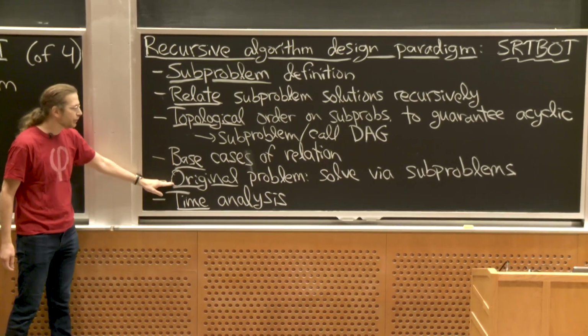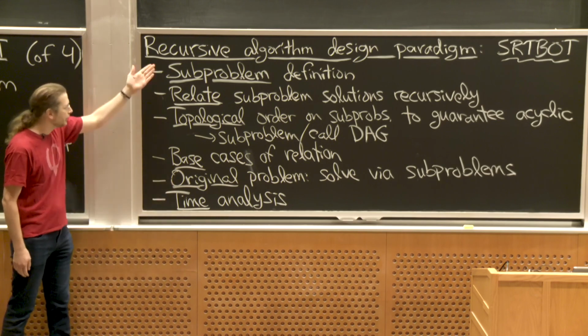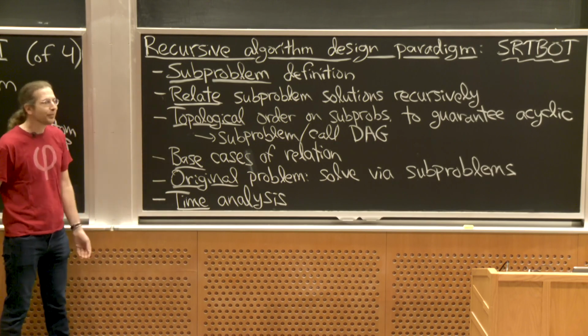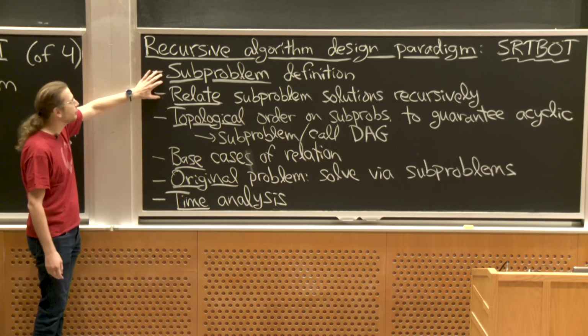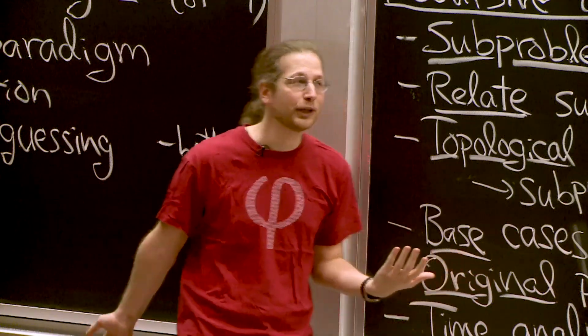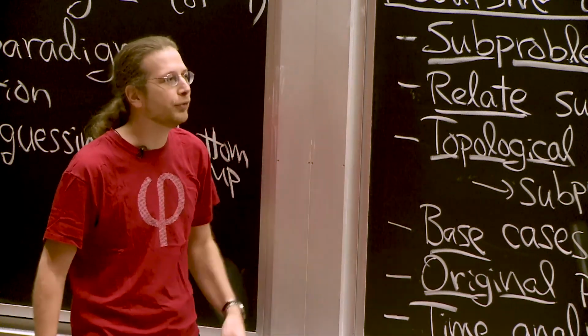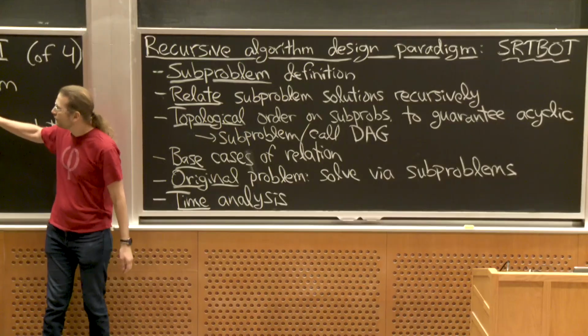We want to solve the original problem using these subproblems, and then we analyze our running time at the end. So 6 easy steps. Actually, the hardest ones are these 2, which are interrelated. And what we're going to see over the next 4 lectures, this is the first of 4 lectures on dynamic programming, is lots of examples of applying this paradigm over and over together with the memoization idea, which we'll get to soon.